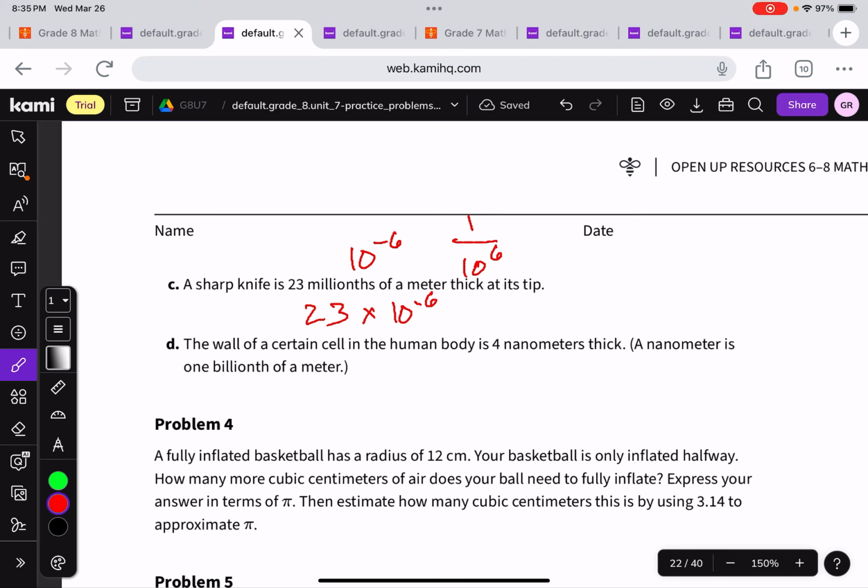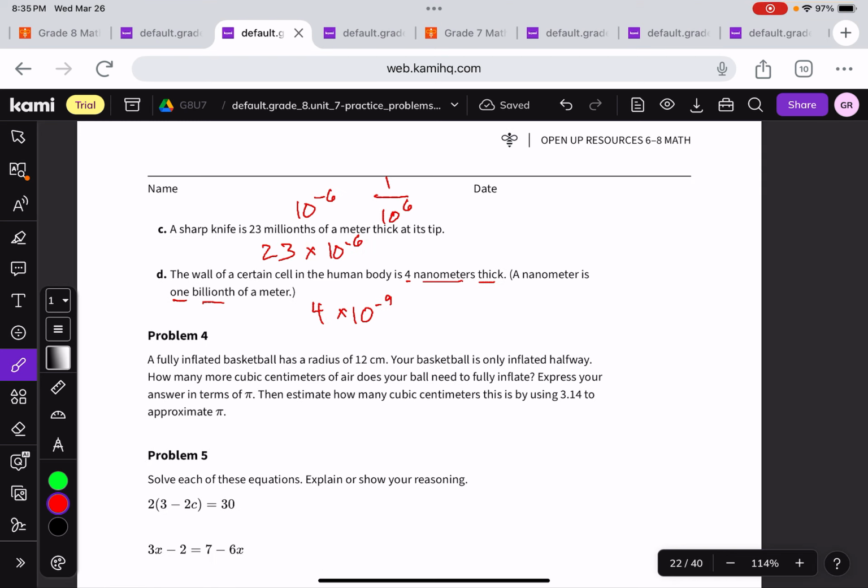A certain wall of a certain cell in humans would be 4 nanometers. A nanometer is 1 billionth. That's going to be 10 to the negative 9th. Well, all we got to do is put a 4 in front of that. Billion would be 9, so a billionth would be 10 to the negative 9th. So that was a little bit easier.